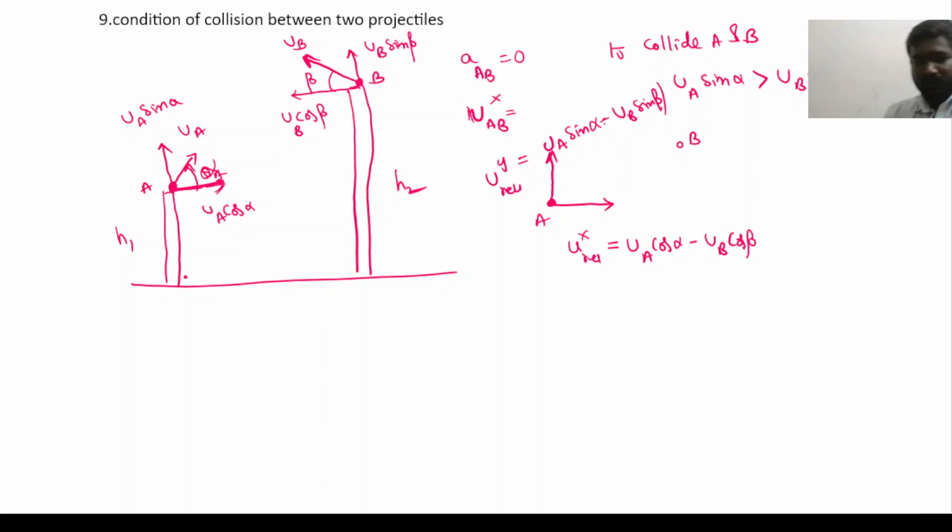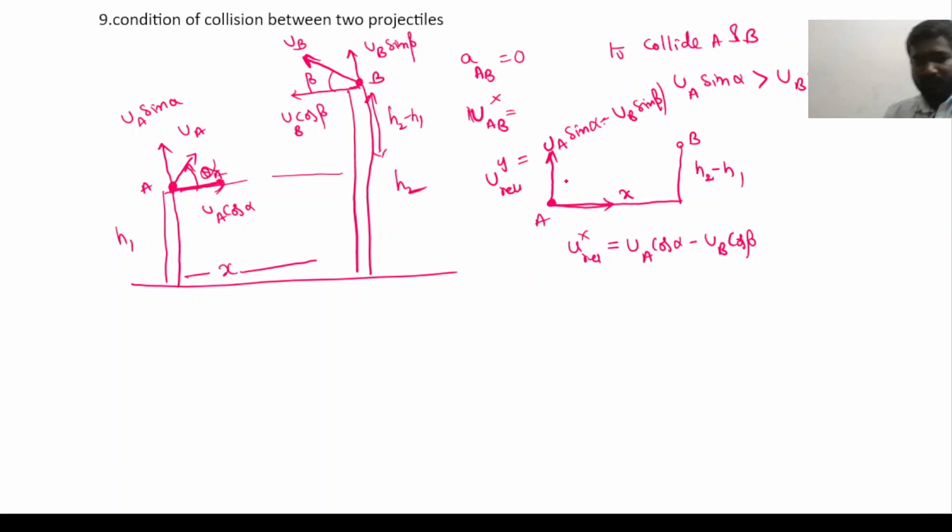Now the separation between the towers we take as x, and the separation between the heights we take as h2 minus h1. Therefore, the horizontal distance between A and B is x, and the vertical distance between A and B is h2 minus h1.